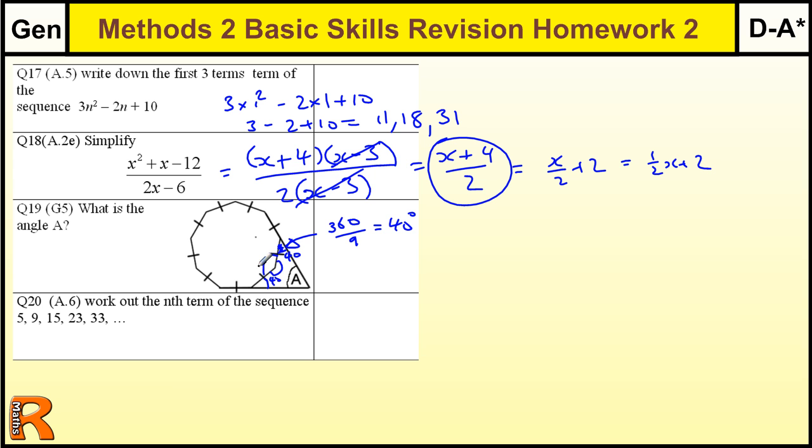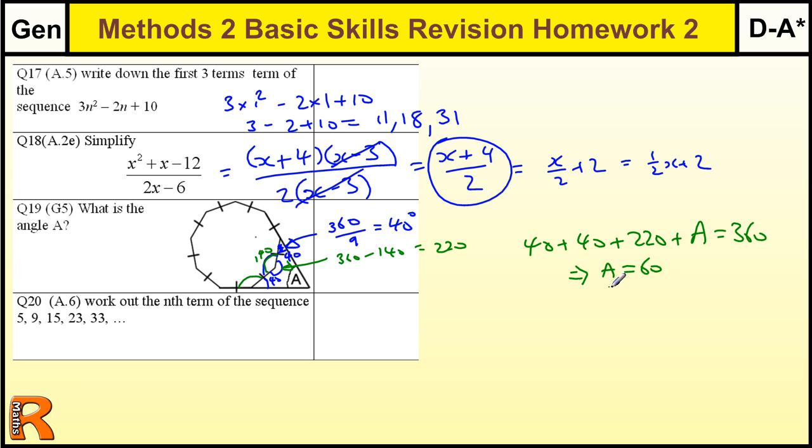So the interior angle is, let's use a different colour. What's left when we take 40 away from 180? So this interior angle here is going to be 140. So this exterior angle on the outside is going to be 360 minus 140, which is 220. So we've got 40 plus 220 plus a equals 360. So we add those up, we're going to get 300 plus a is 360, so a is going to be equal to 60 degrees.